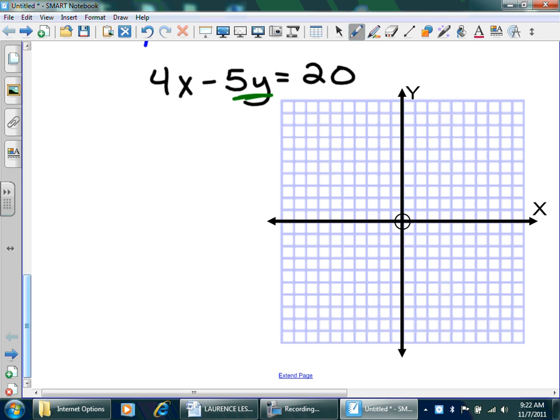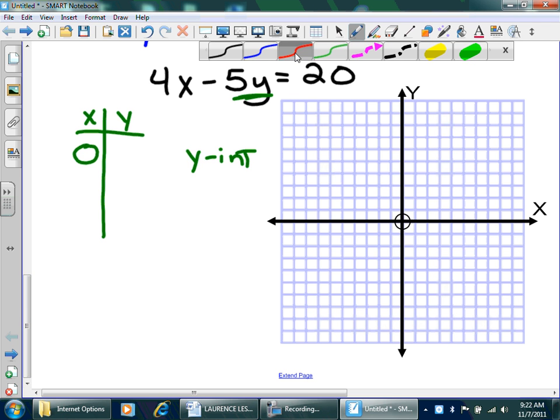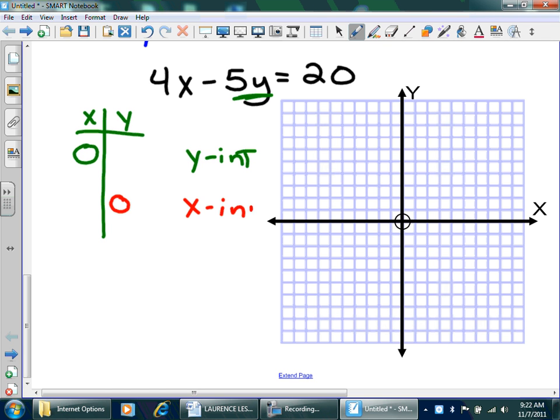But in this case, it might be easier if I simply made a t-table and I plugged 0 in for x. This will get me the y-intercept. And then after I figure that out, I'm going to plug 0 in for y, and this will tell me the x-intercept. Okay, well, how am I going to do that? First of all, let's put 0 in for x.